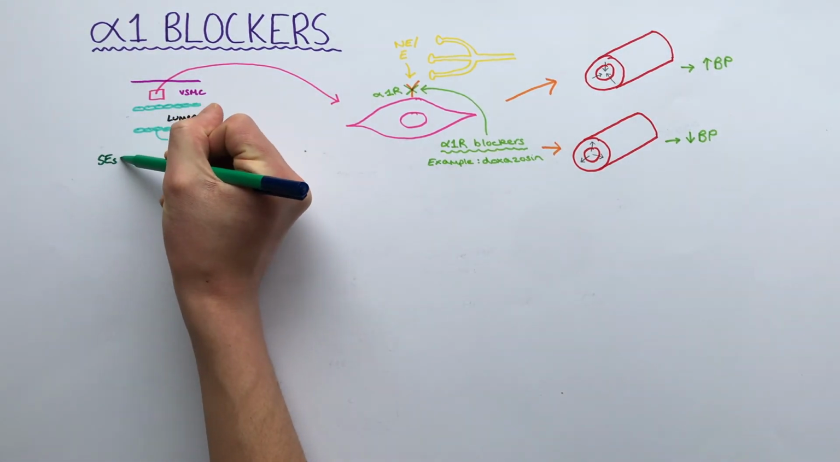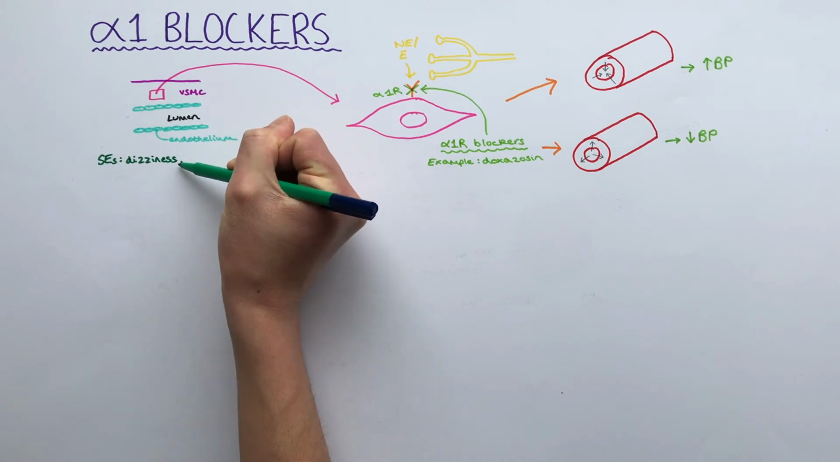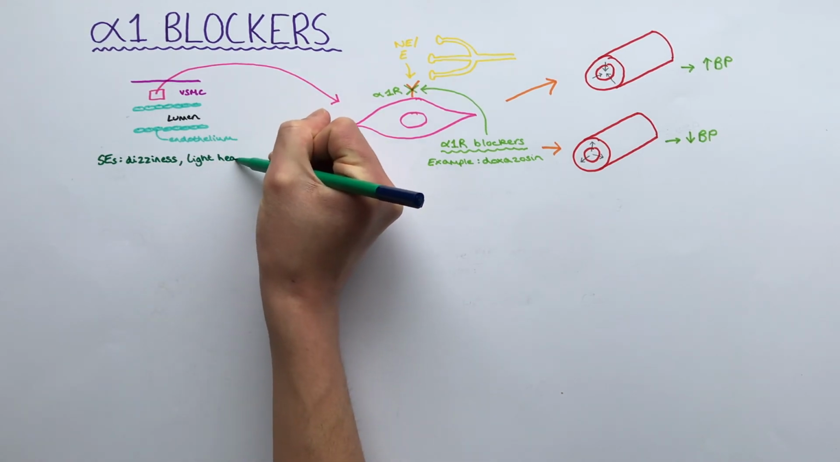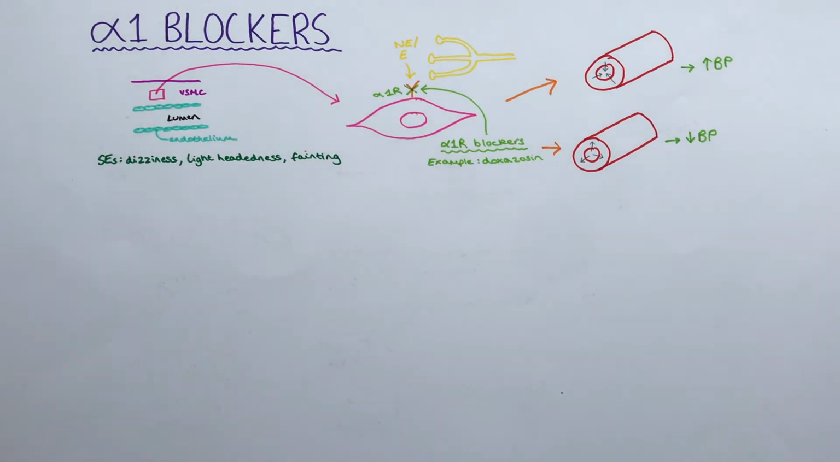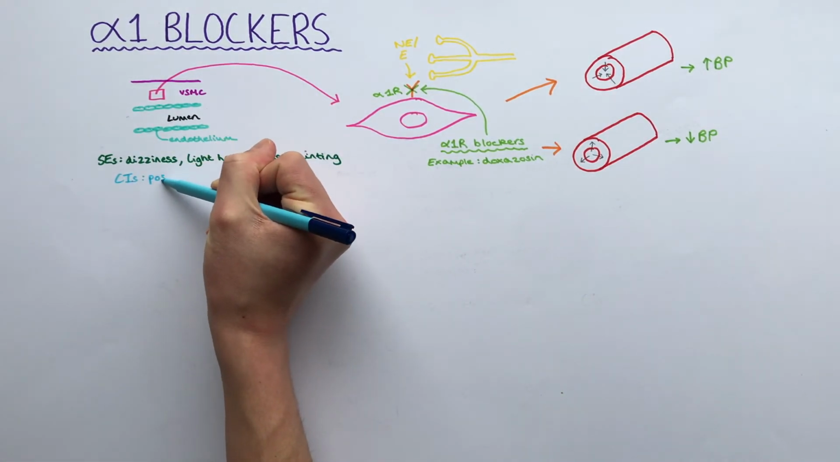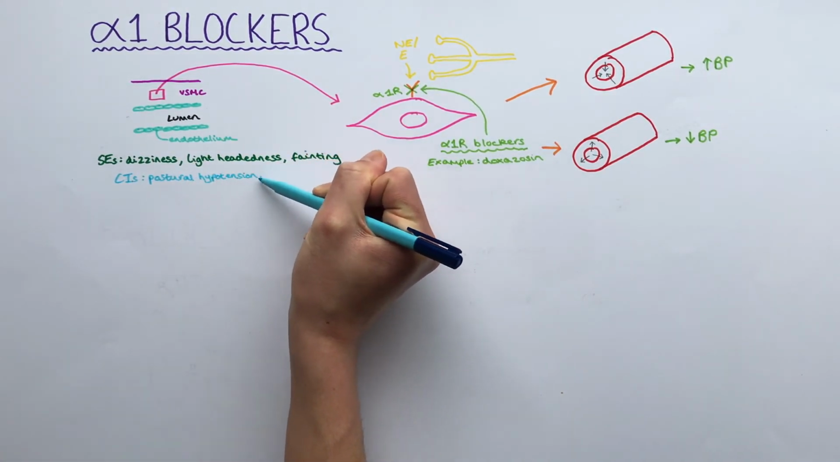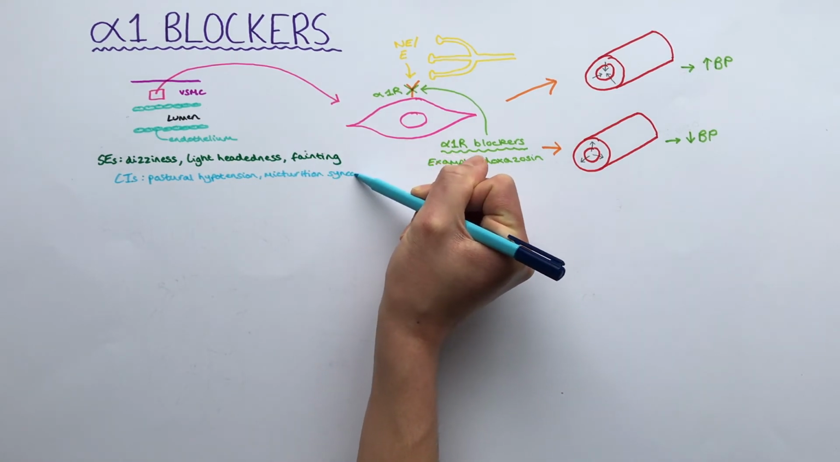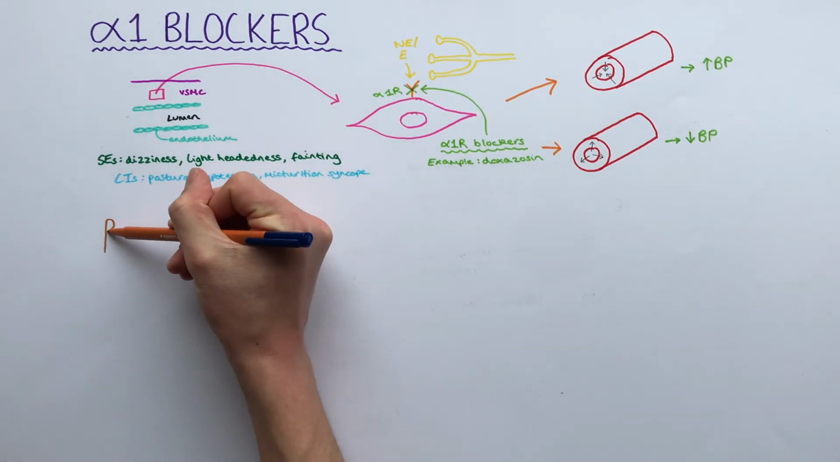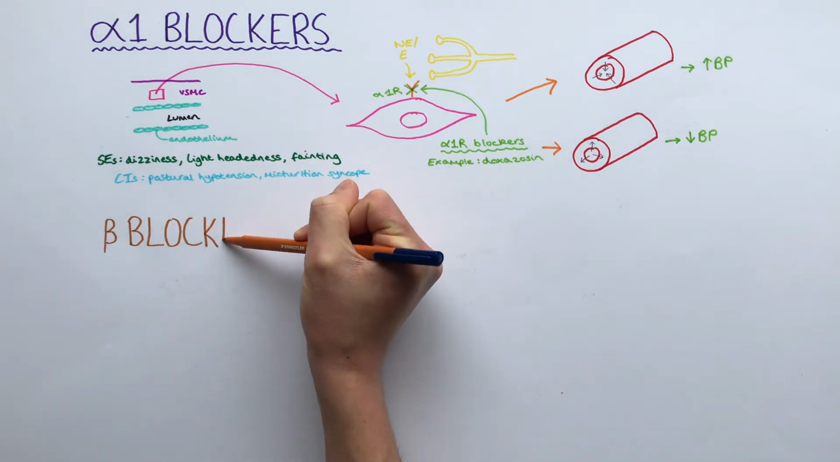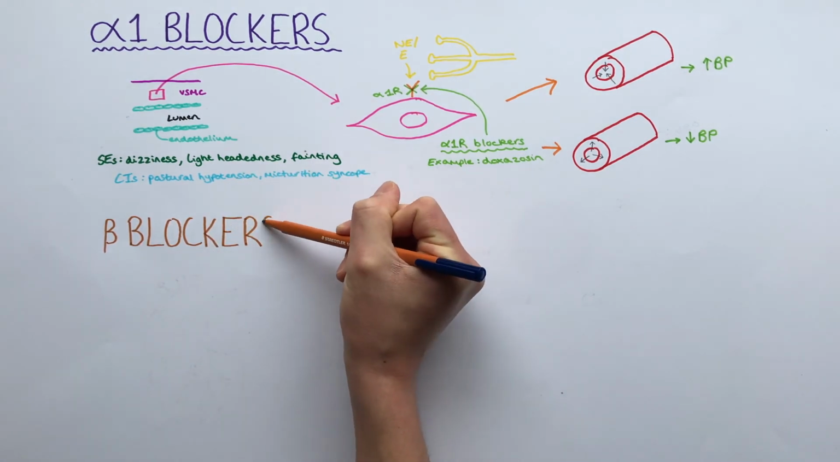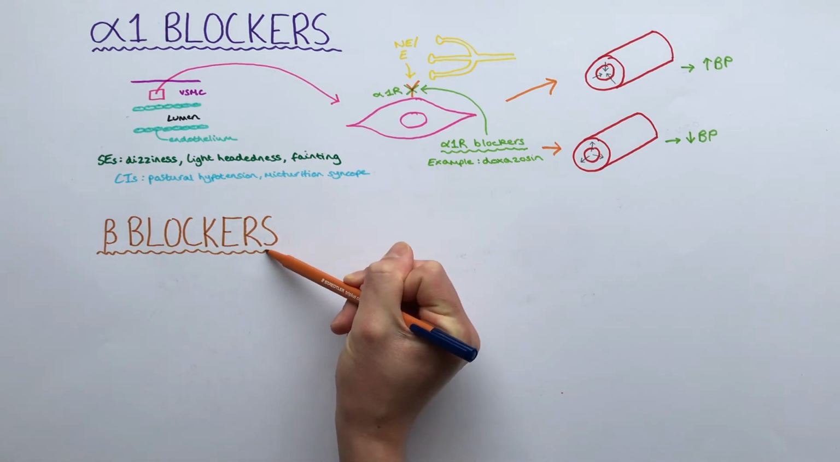Side effects of alpha-1 receptor blockers include dizziness, lightheadedness, and fainting, so it is recommended that they are taken before bed. Contraindications include postural hypotension and micturition syncope. We're now going to talk about beta blockers, which are similar to alpha blockers. Like alpha-1 receptors, beta receptors are also involved in the sympathetic activity.